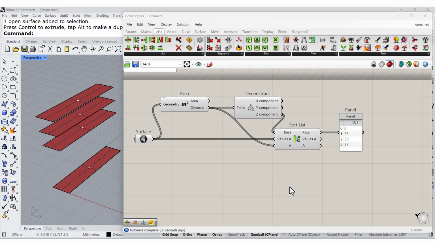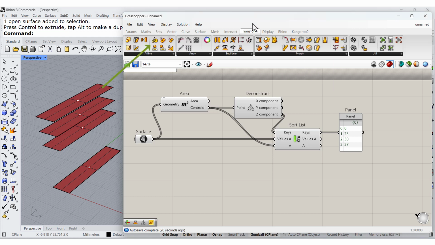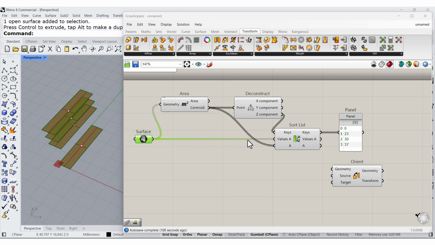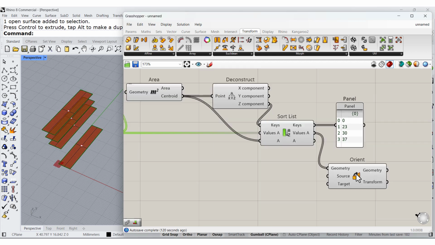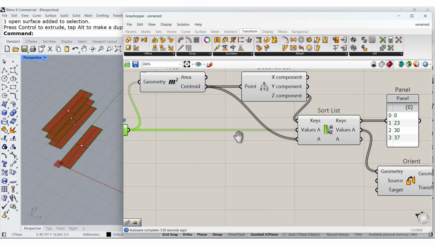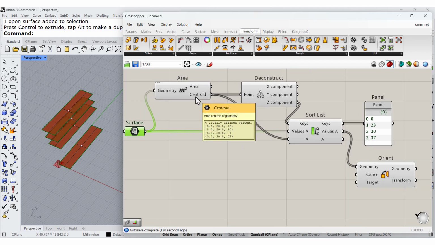Now that we have everything in place, it is time for us to go to Transform, Orient. What is it that we want to orient? We want to orient all of these on the floor, and they are sorted on this output. This is what we want to orient. Where are they located? Well, remember, we also sorted all the centroids, and they are here.